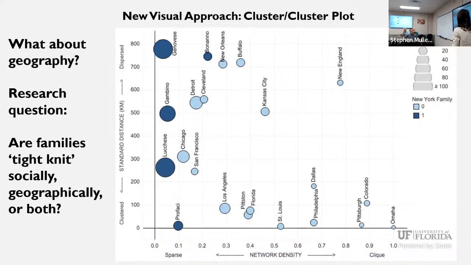So we would expect that if you have a sparse network, you're a bit dispersed. And if you have a clique-like network, you're a bit clustered. And we can see that trend going down a bit here. We do see that there's some anomalies. New England, because it's not one city, it's kind of across New England, that one had a higher standard distance than given its network density. But these people stayed together despite being dispersed.